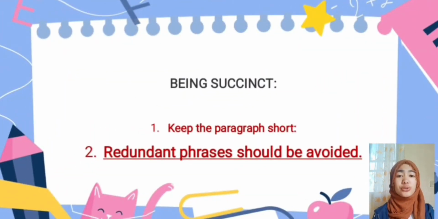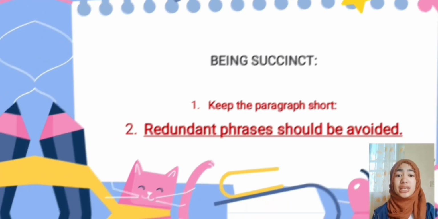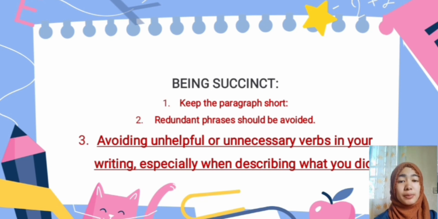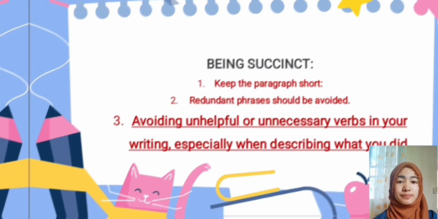Secondly, avoid using redundant phrases. For example, instead of saying necessary prerequisite, you can simply write prerequisite. Thirdly, avoid using unhelpful or unnecessary verbs when you are writing, especially when you are describing what you did. For example, instead of writing the analysis of the DNA was performed using electrophoresis, you could simply write the DNA was analyzed using electrophoresis.